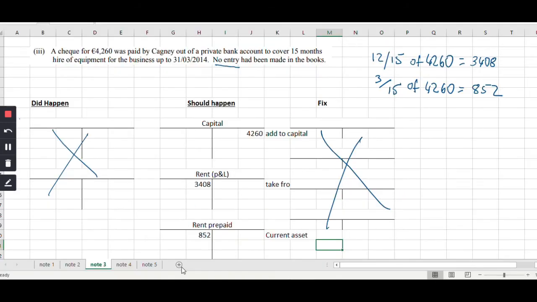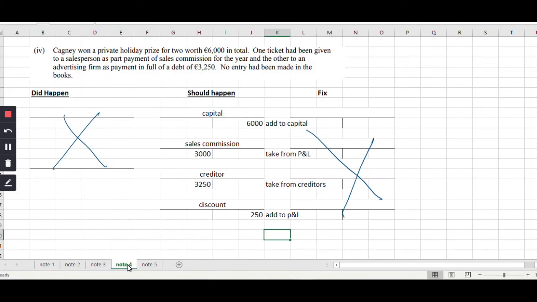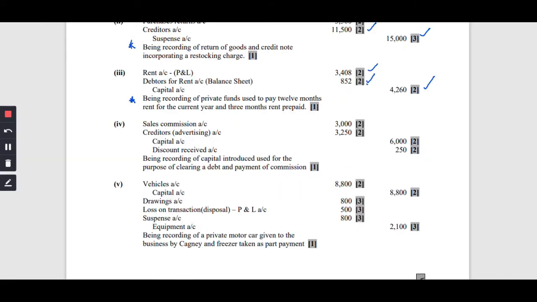Note number 4. Again, we had no fix column, no did column, just a should. Credit capital 6,000, debit commission 3,000, debit creditors 3250, and credit discount 250. So as you can see, debit sales commission, debit creditors, credit capital, credit discount received. Now it doesn't matter what order these are in at all. What's important is that they are on the correct side and that they balance. And there we have our explanation there as well. So that's worth 9 marks.